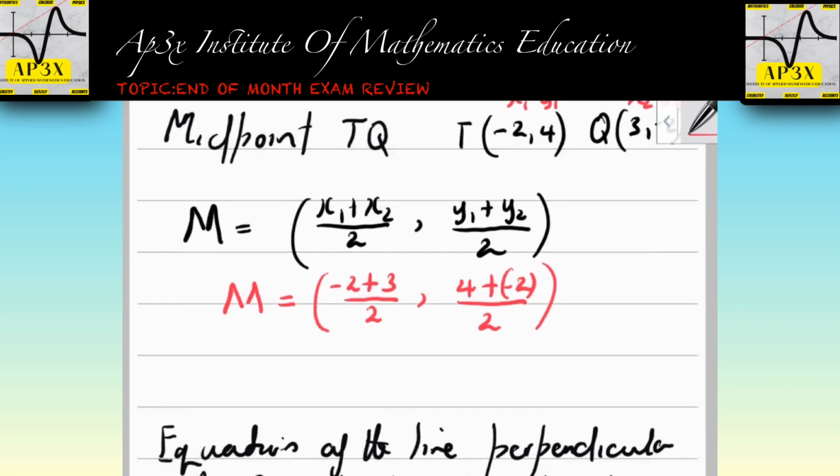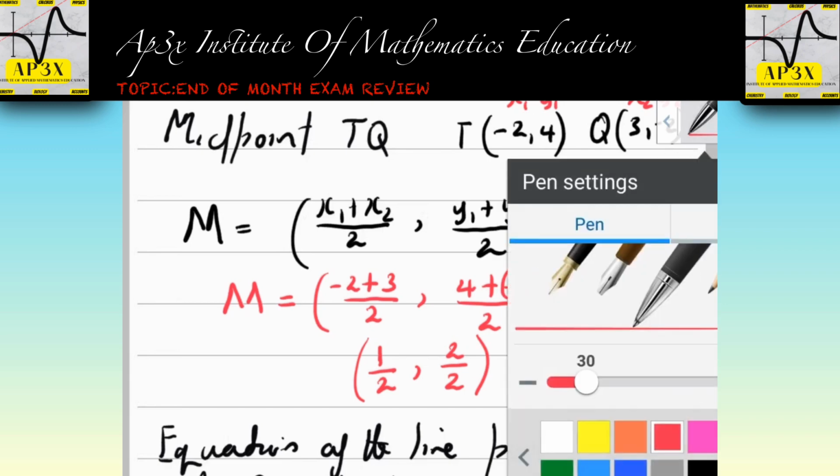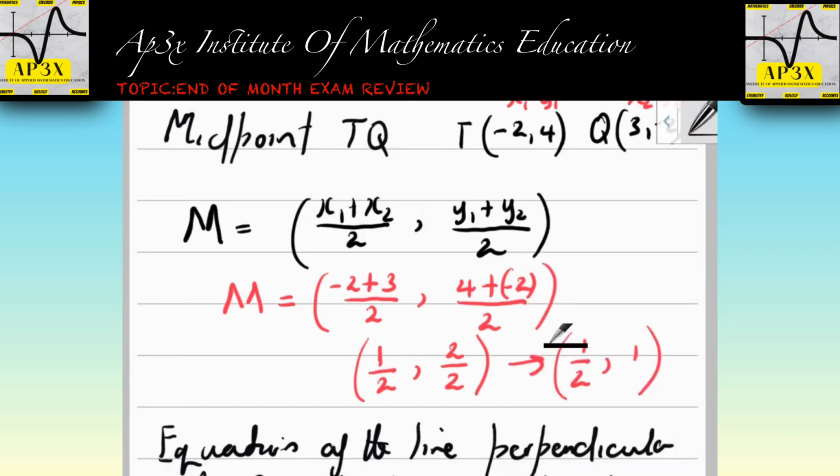So therefore then, (-2 + 3)/2 is 1/2, comma, say here, (4 + -2)/2 is 2/2. And so finally then, we have a midpoint value of (1/2, 1). All right, let's put a box around this, because I think in the next question we're going to be utilizing this point here. And that's the midpoint.